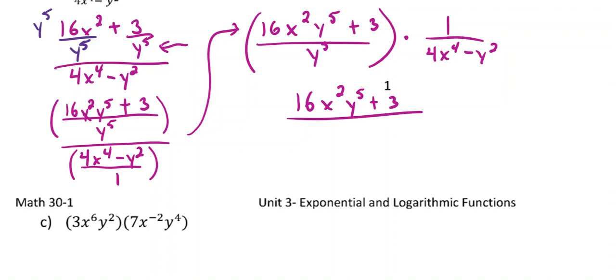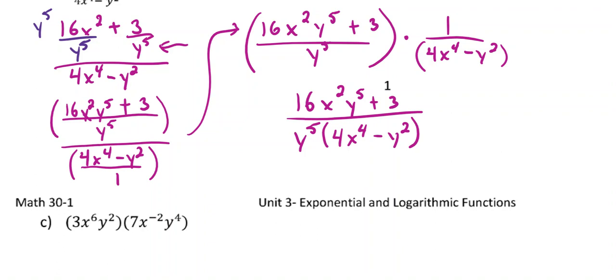over, and then on the bottom here now it's just y to the 5 times this, right? So that's what we're going to write. We'll just write it as y to the 5 times 4x to the 4 minus y squared. And then you could expand that y to the 5 into that, but I think we're good enough, eh? Yeah, you guys agree? Okay.